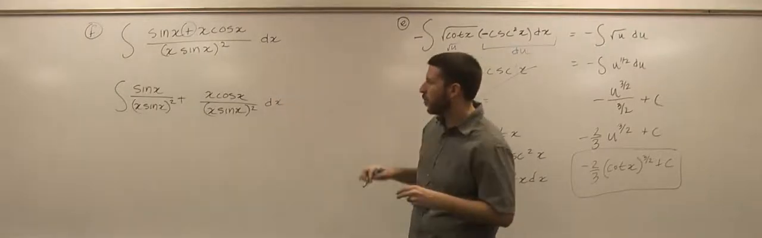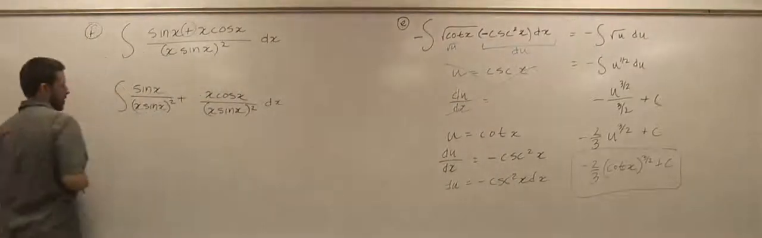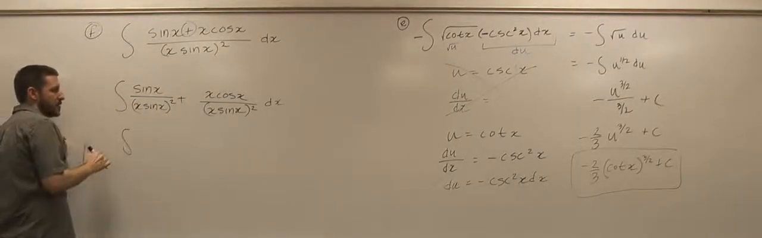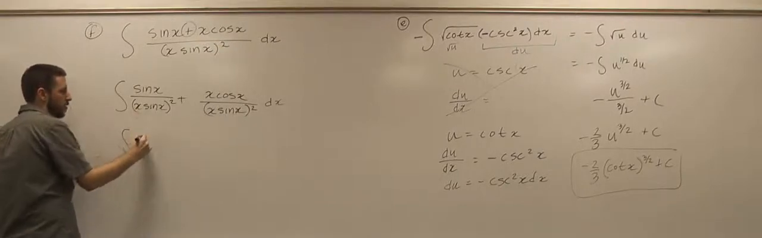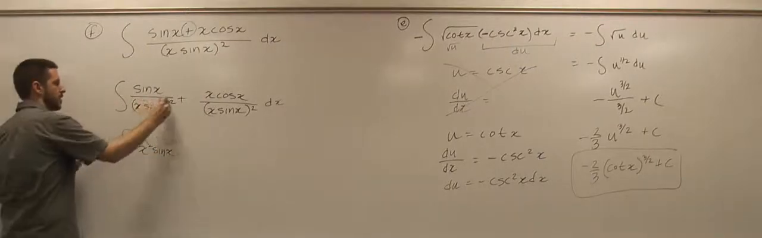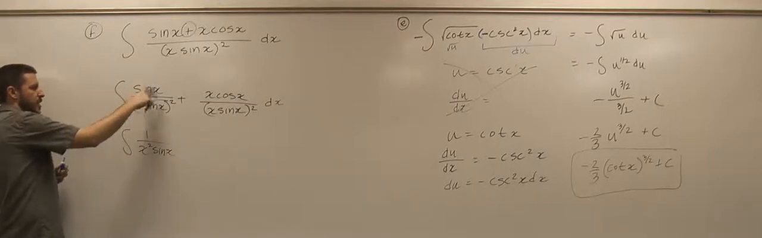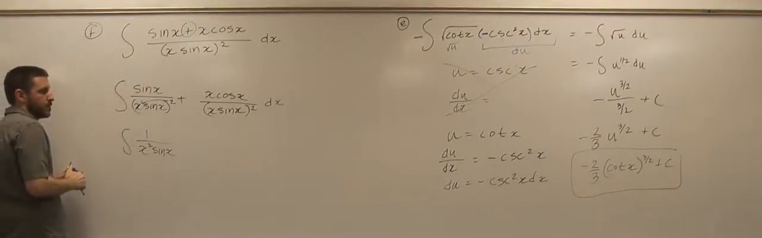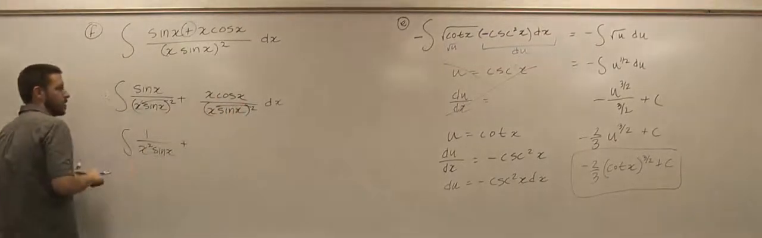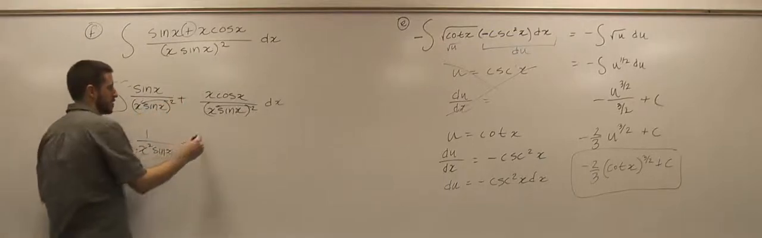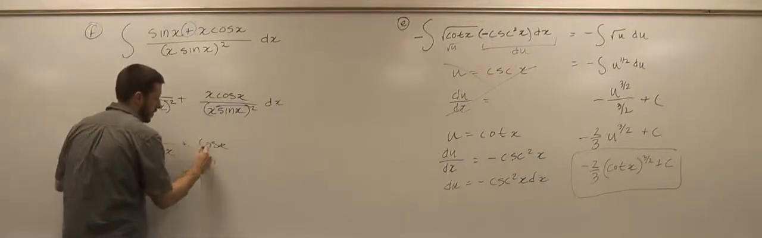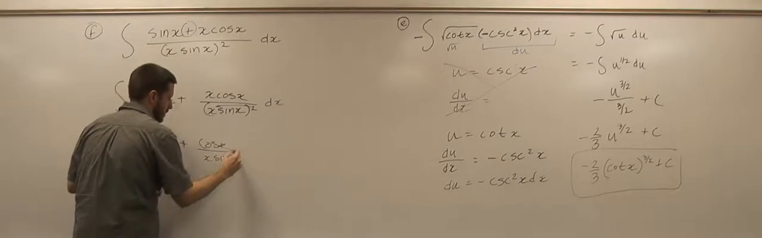Now, what does this give me? So this guy here will be sine over sine squared gives you a single sine on the bottom. So this will be 1 over x squared sine x. Right, the x gets squared and the sine gets squared, but one of those cancels. Plus, here the x gets squared, but one of the x's cancels. So it'll be cosine over x sine squared x.